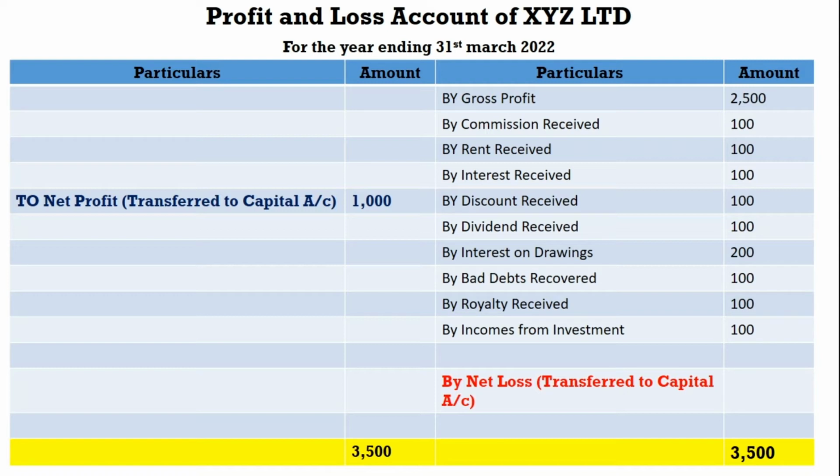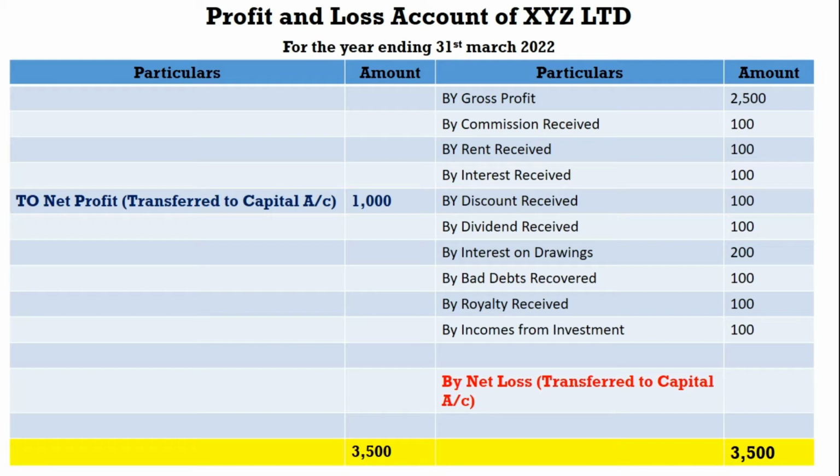You can see the trading account profit, we are going to put it in the profit and loss account. The 2500, this amount is coming from the trading account. You can see the previous video, you can understand easily. This gross profit came from the trading account. Then the second one is commission received.